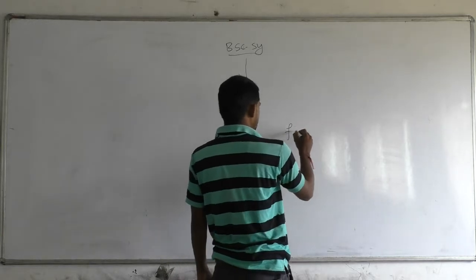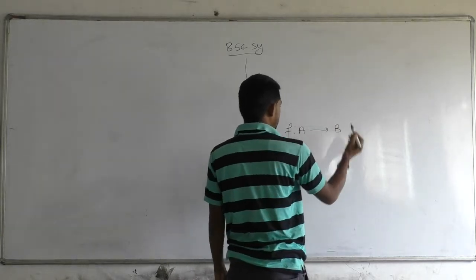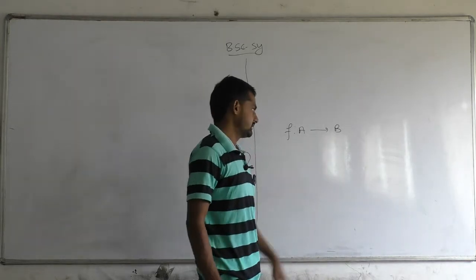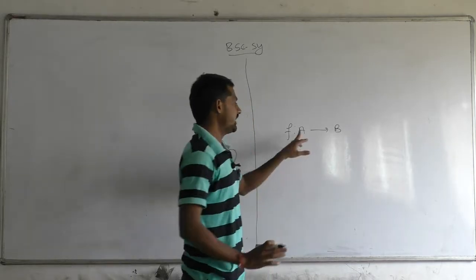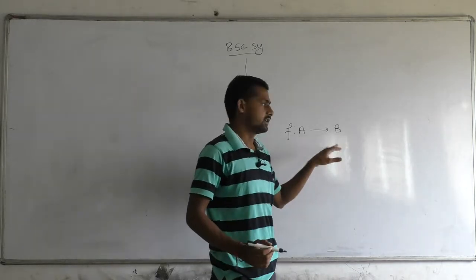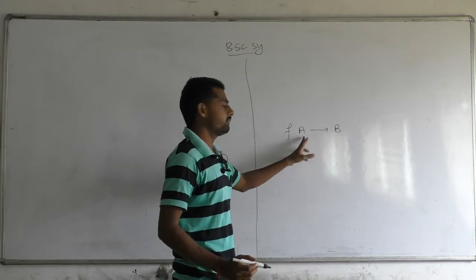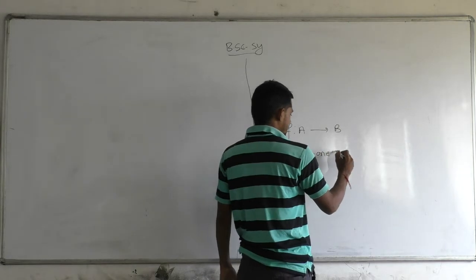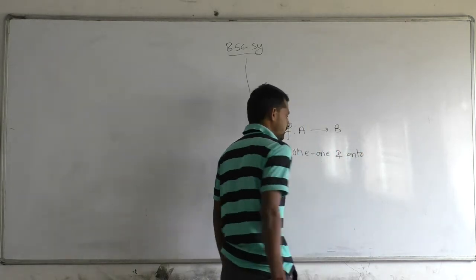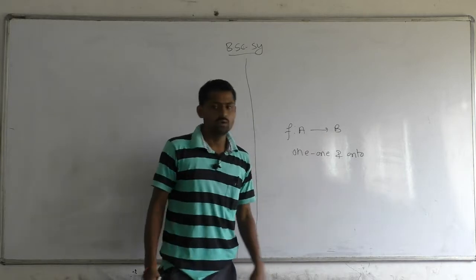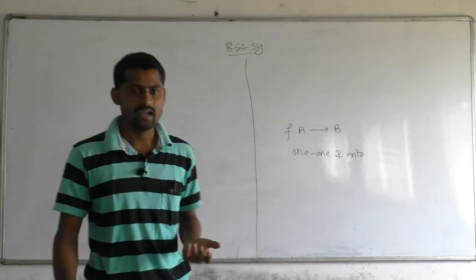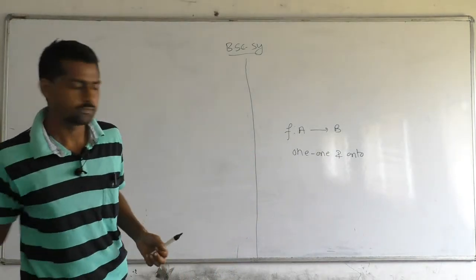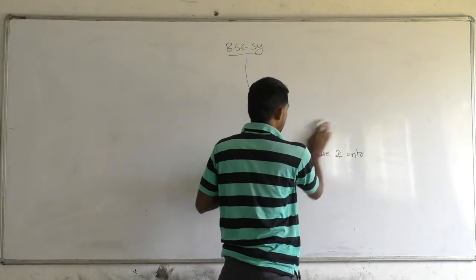Let f from A to B be a function. We say that A and B have a one-to-one correspondence if there exists a function f from set A to B which is both one-one and onto. Then we say that there is a one-one correspondence between the sets A and B. So this is the one-to-one correspondence of two sets.